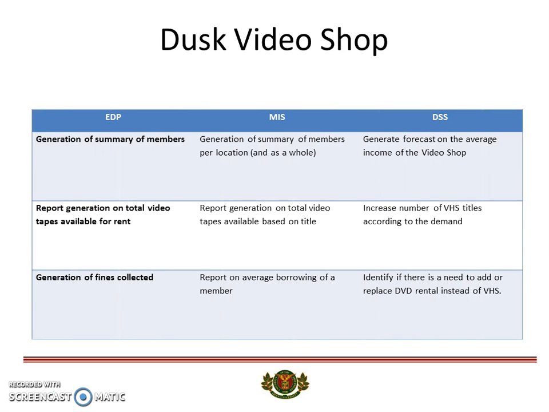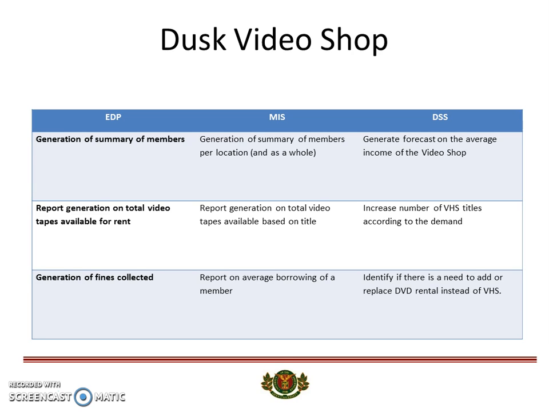Now let's move on to activity 5.2. In the module number 4 activity, we were given the video shop to create a decision category matrix. Now let us describe how the same information can be generated at the EDP, MIS, and DSS levels. The EDP level includes generation of a summary of members, report generation on total videotapes available for rent, and generation of fines collected. The MIS level includes generation of a summary of members per location, report generation on total videotapes available based on title, and a report on the average borrowing of a member.